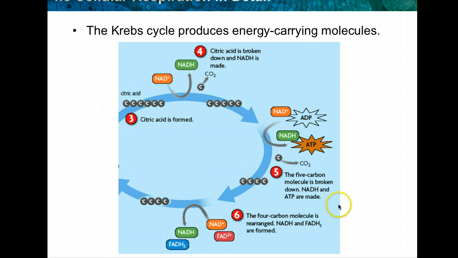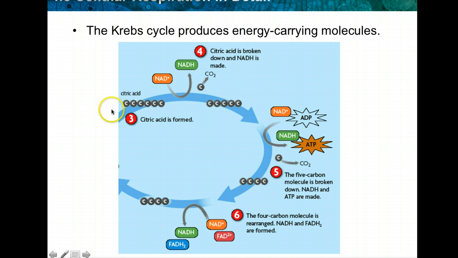As the cycle continues, so here we were just over here at the pre-stage. So here's our citric acid that we just formed. As the cycle continues, citric acid is broken down into a 4 carbon molecule, more carbon dioxide is released, and electrons are transferred to energy carriers, or electron carriers.